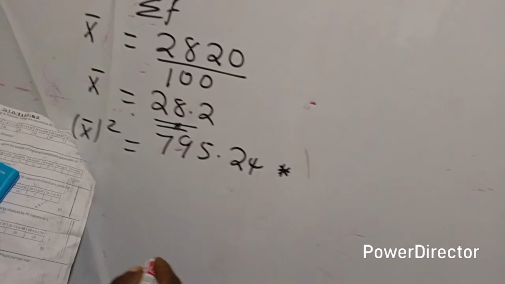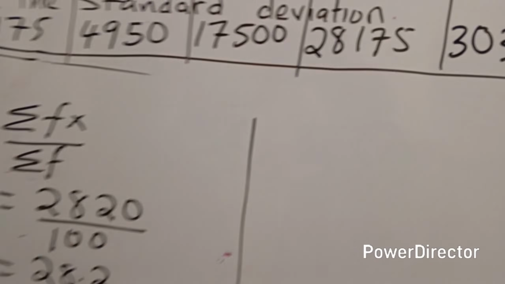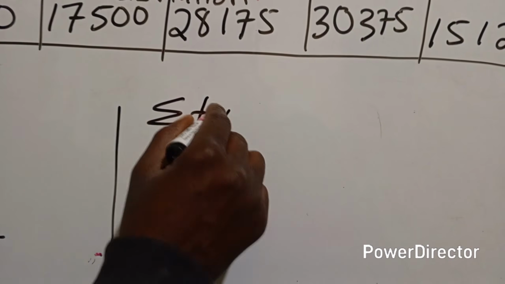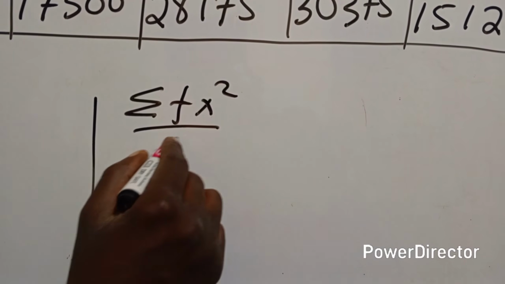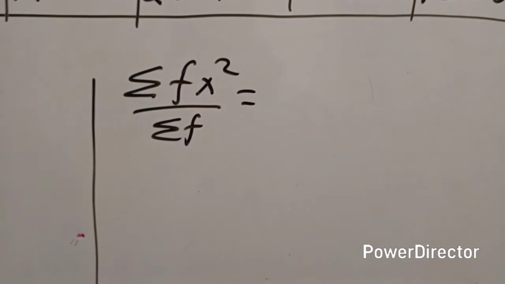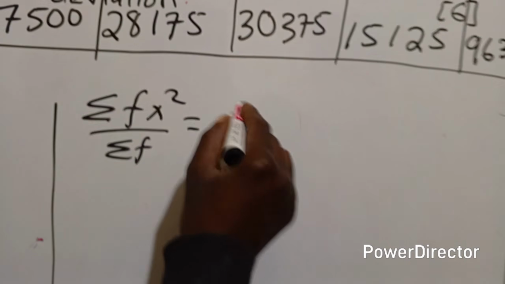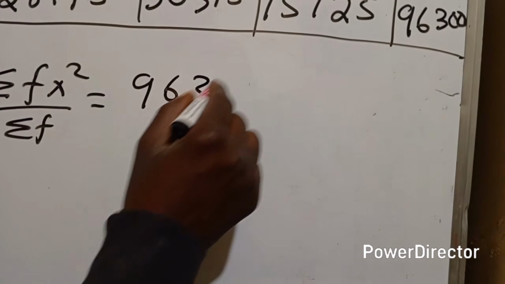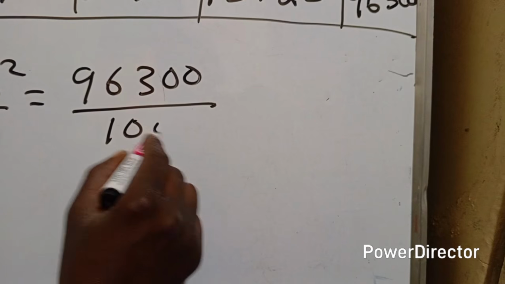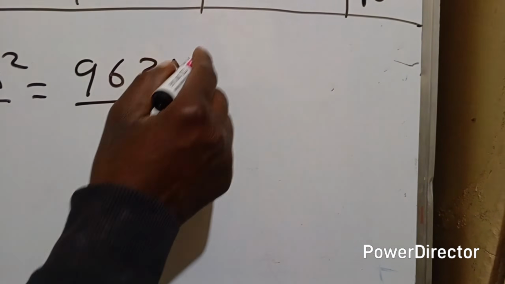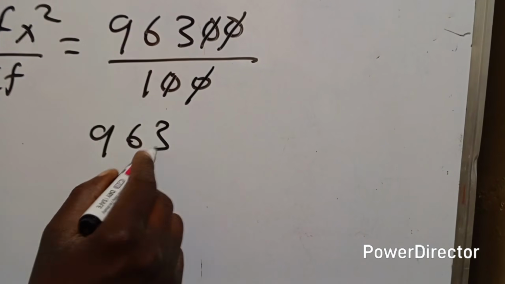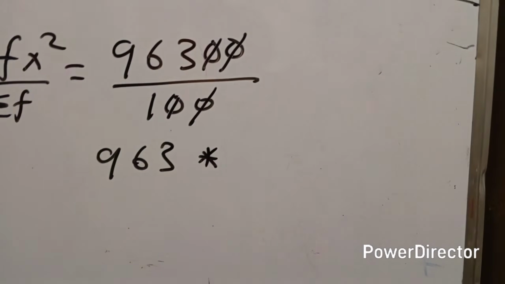Next, you are in an exam. The next thing you should look for, very simple. I'm looking for this one over the summation of this. Ladies and gentlemen, I've got the f of x squared. It is here. It is 96,300. This is here over 100. You agree with me that I don't need to waste my time in an exam. I will have 963. These numbers are very important.